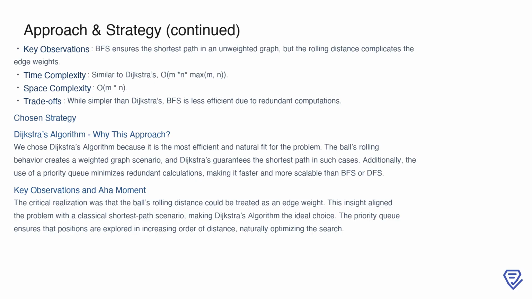The ball's unique rolling behavior naturally translates into a weighted graph scenario, where the distances traveled serve as edge weights. By leveraging a priority queue, we ensure that positions are explored in order of increasing distance, minimizing redundant calculations. This guarantees that the shortest path is found with maximum efficiency. One key insight that solidified this choice was recognizing that the rolling distance could be modeled as an edge weight. This alignment with the classical shortest path problem made Dijkstra's algorithm the ideal choice. Its greedy nature, combined with the efficiency of the priority queue, provides an optimal balance between correctness and performance.